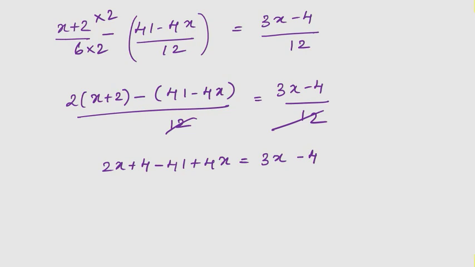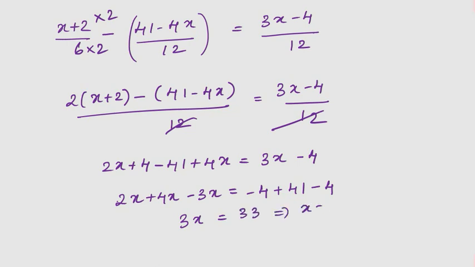So let us write the x terms together and the numerical values together. We get 2x plus 4x minus 3x is equal to minus 4 plus 41 minus 4. So in the LHS we get 3x is equal to RHS, when we solve that we'll get 33. So therefore x is equal to 33 divided by 3. So x is equal to 11.